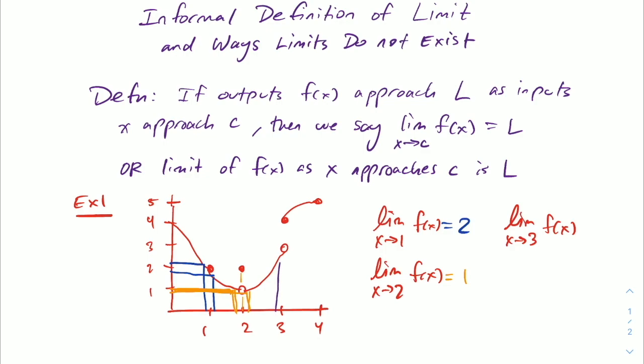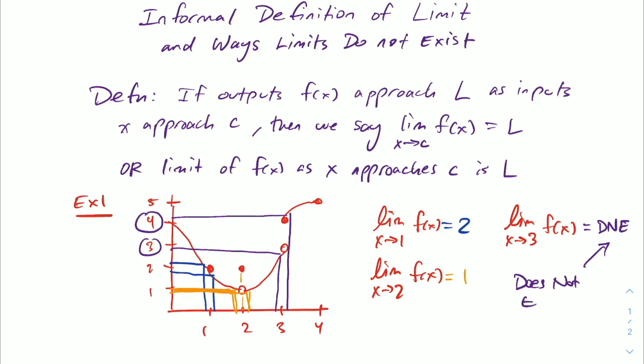Okay, let's do this last one. We're going to look at an input that is below 3, and you'll see that its output is close to 3. If we look at an input that is greater than 3, but close to 3, its output is going to be near 4. So we have 3 and 4 as numbers that we're approaching, and 3 is not equal to 4. We're not approaching a single L as we get close to 3. So for this third limit, we say the limit does not exist, because we're not approaching a single value as we put inputs in this function close to 3.